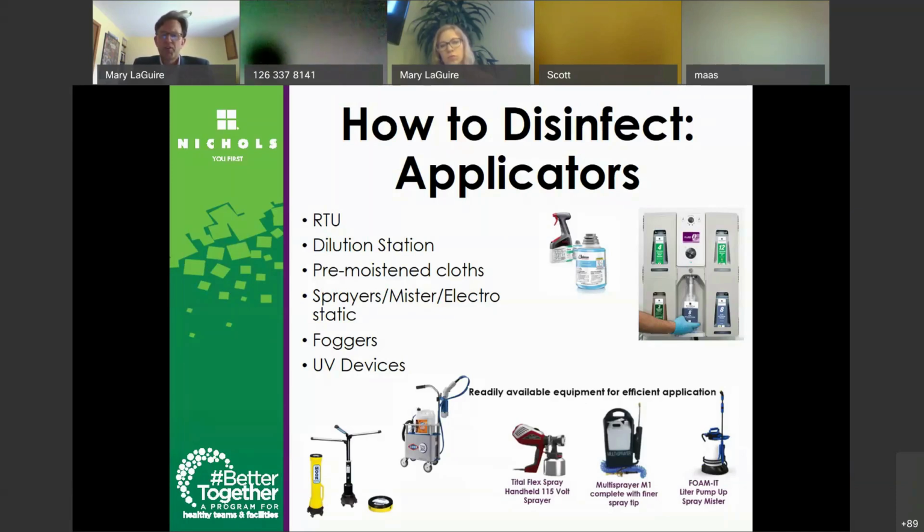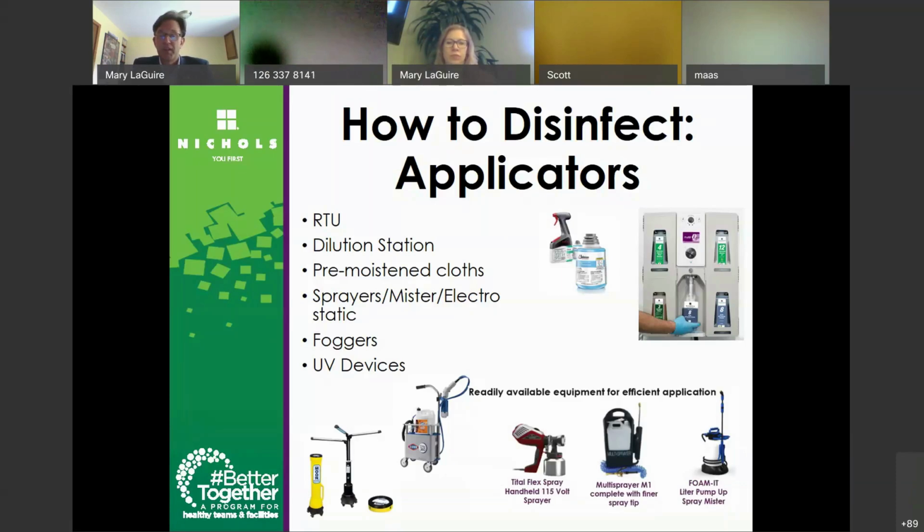A lot of questions about misters versus electrostatic. Of course, electrostatic is almost impossible to get right now. They're 10 to 12 weeks out. And then misters are available, so we can find mist products right now.